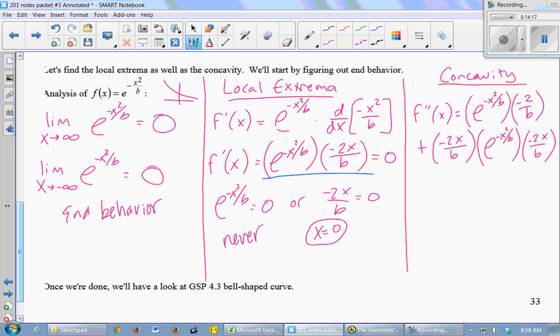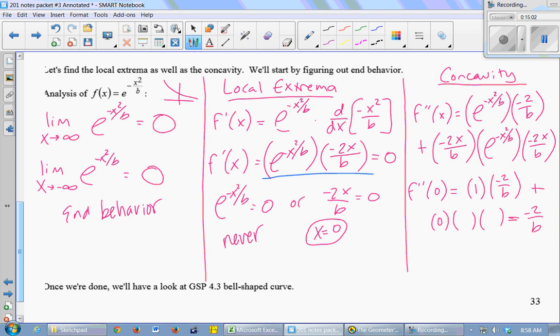All right, so to find intervals of concavity, I set this thing equal to 0 and solve for x. But if I just want to test my local extrema, I take my x equals 0, plug it in here, and use the concavity to determine whether I have a max or a min, right? So let's see, what's f double prime of 0? So e to the 0 would be 1. Negative 2 over b, that doesn't change. Negative 2 over b times 0, that's 0. So it doesn't matter what the rest of this stuff is, it'll be 0. So I get negative 2 over b.